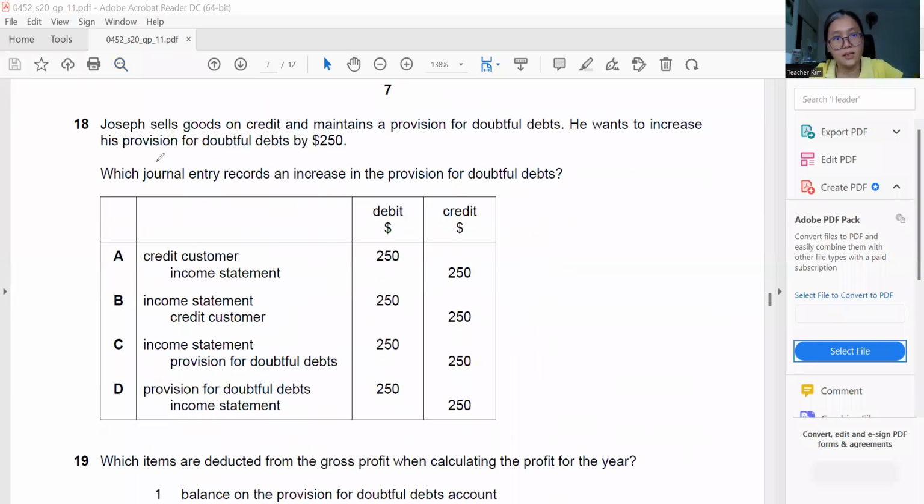18. Joseph sells goods on credit and maintains a provision for doubtful debt. He wants to increase his provision for doubtful debt by 250. Which journal entry records the increase? The double entry for the increase is debit income statement, credit provision for doubtful debt. So the answer should be C. Okay, now let's move on.